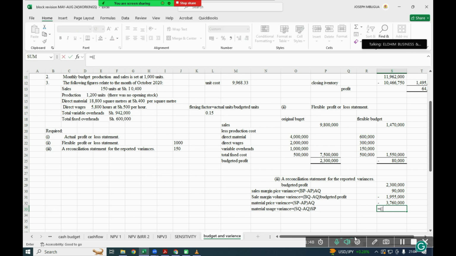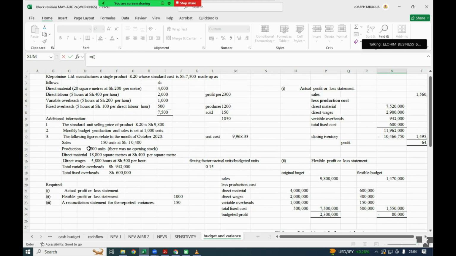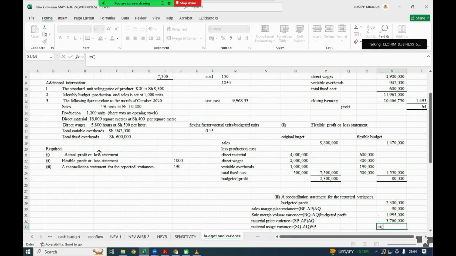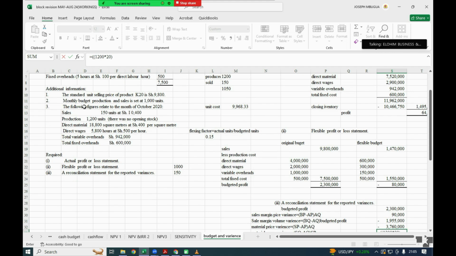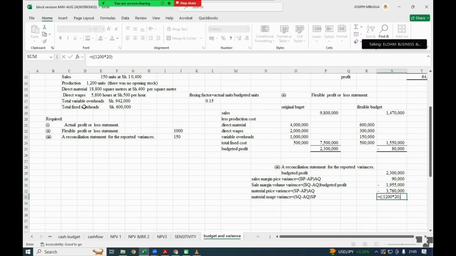So I'll use two brackets, and the main reason for the two, the standard quantity, remember we had budgeted to produce 2. Here we use now the production. We had budgeted to produce 2 units, and 1 unit under the standard was supposed to consume 20 square meter. I will close that bracket, but the actual that we used was 18,800 square meter.